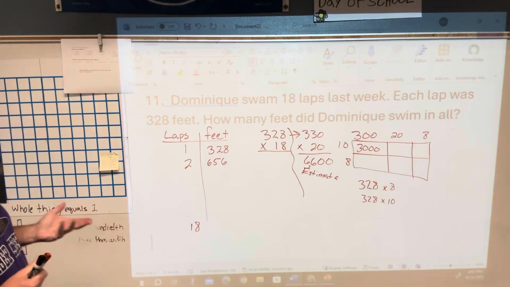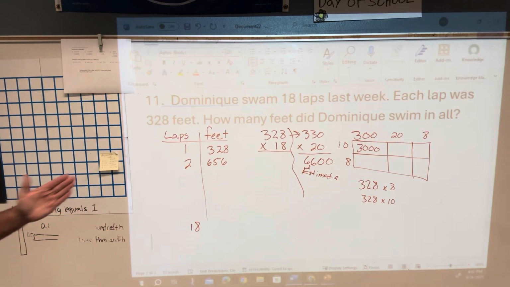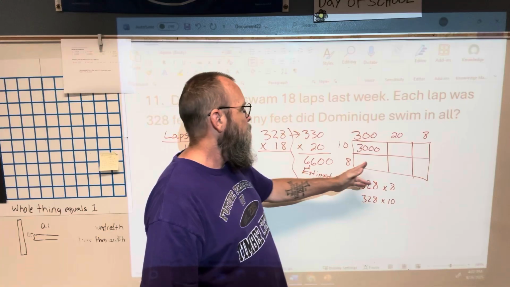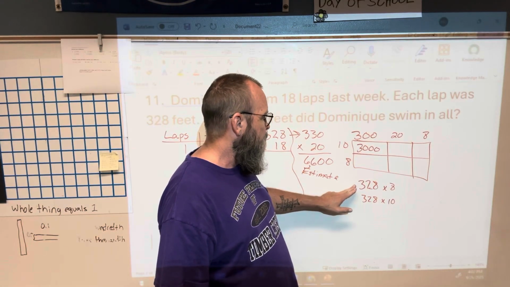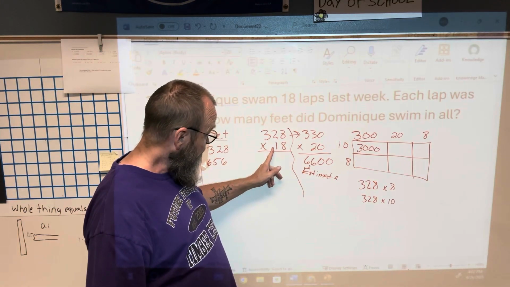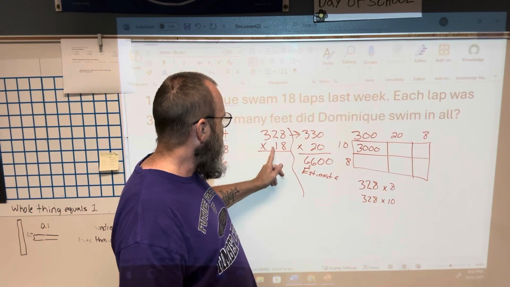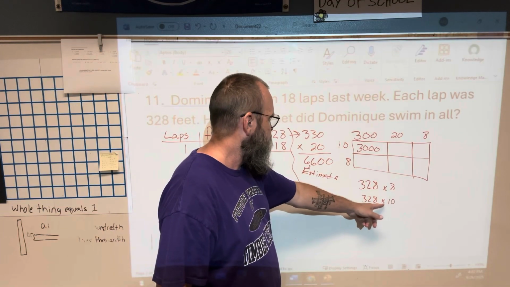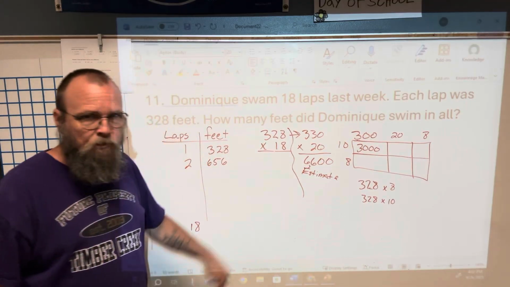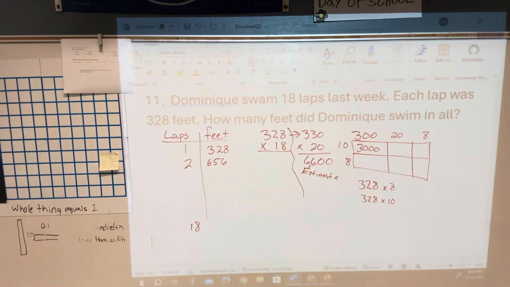I'm not going to solve it. I need you to solve it. But you can do it standard algorithm. You can do it the box method. Or we can decompose this factor into 10 and 8, because the 1 is in the tens place and the 8 is in the ones place.